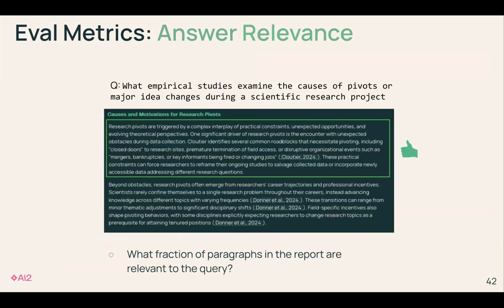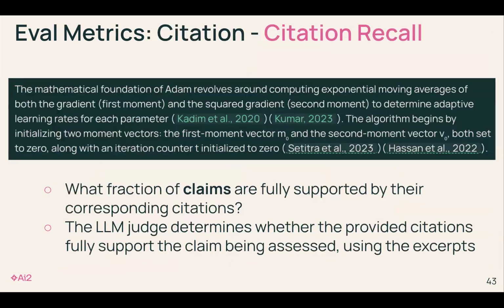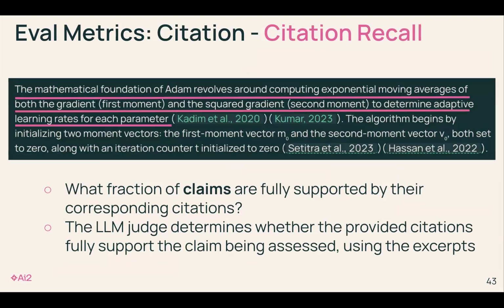For relevance, we just use a language model as judge to classify different sections as good or bad. Most of the time they're good, but sometimes they're bad. And then for these citations, again, we use the language model as judge, and we in particular use those excerpts, which kind of went by quickly, but our system and a lot of the other systems give you an excerpt from the cited paper that's supposed to support the claim that's associated with the citation. And we're using that as a key ingredient to evaluate, does the cited paper actually support what the system is saying?